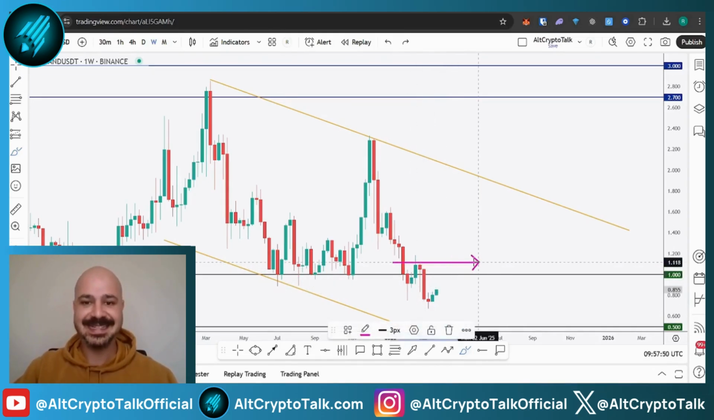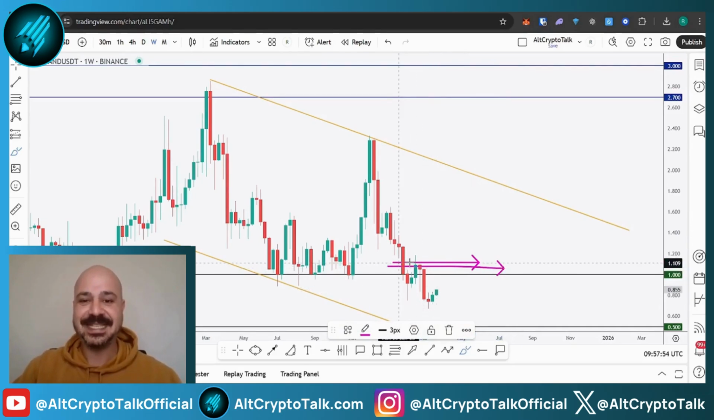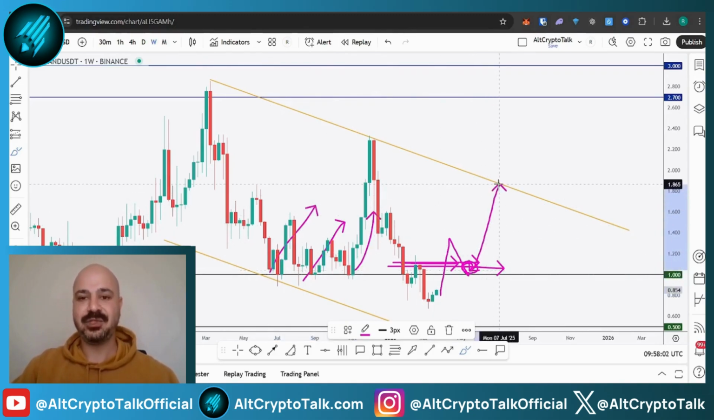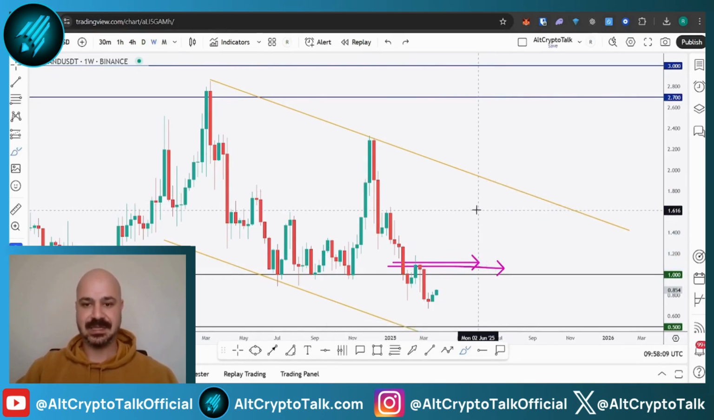For the bulls to take over again and claim the crown, if you want to say, we need a break above this major high and above the 1 round number. In this case, it would act as a support again, just like previously, and we'll be expecting a continuation towards the upper bound of this falling channel in orange around 1.8, 1.75.